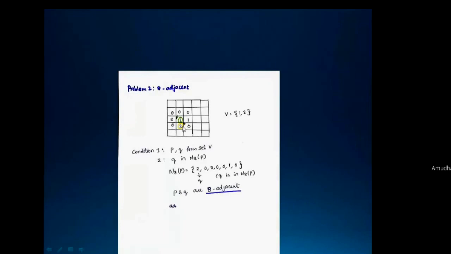So now I consider P and Q are these things. P is 1 and Q is 2. What is the first condition? P and Q are from set V. Yes, 1 and 2. Then Q is in N8 of P. I have to write all the 8 neighbors: 2, 0, 0, 0, 0, 1, 0. So Q is 2, and 2 is in N8 of P. So P and Q are 8 adjacent.